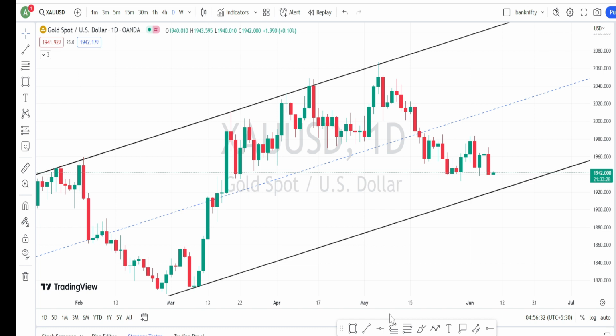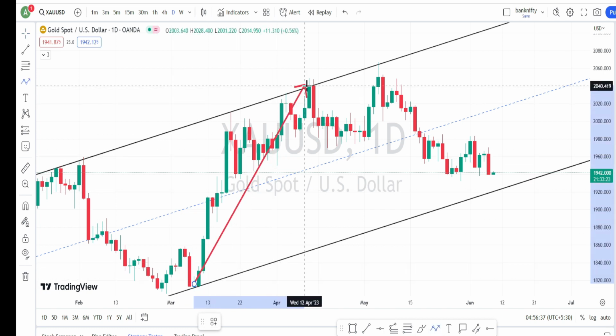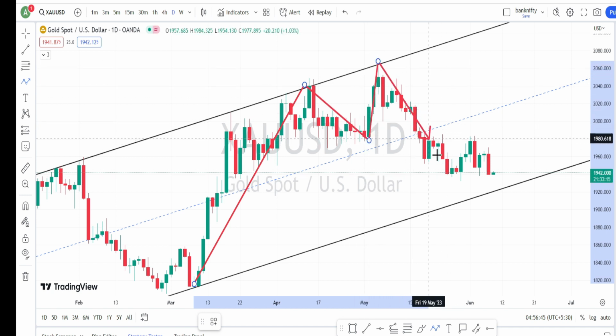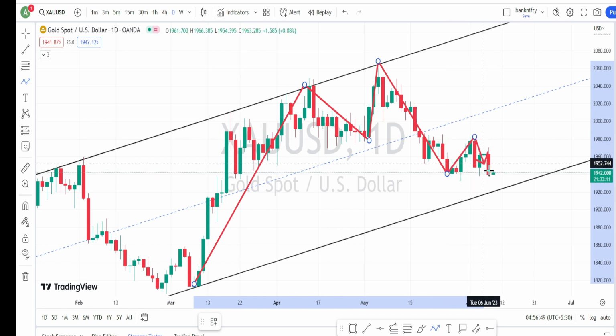Daily time frame of gold US dollar currency pair, and when we look at the current trend of the price action, previously it was in a bullish trend. And we are noticing the current trend of the price action to be trading on a bearish side retracement. So for now, the overall trend of the price action in daily time frame is on a bearish trend.